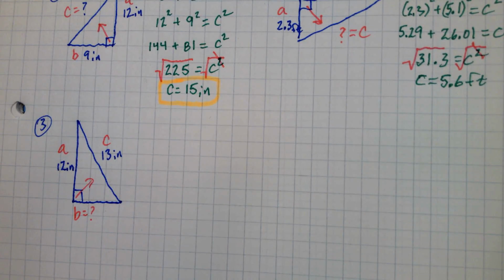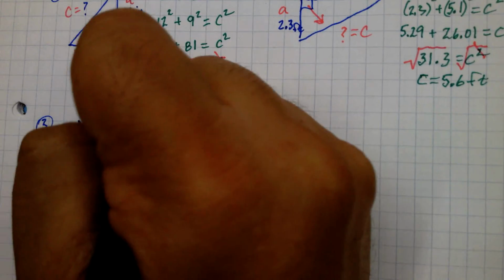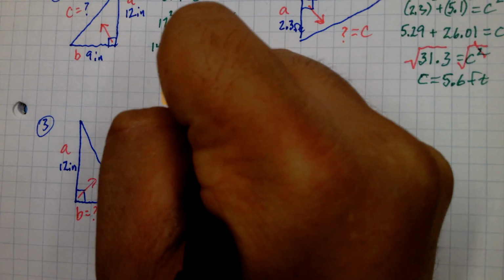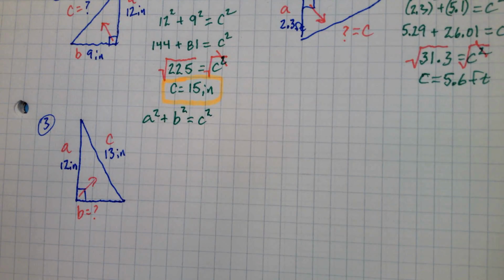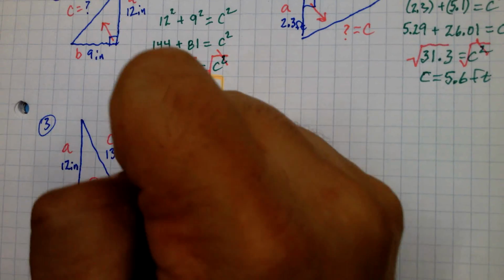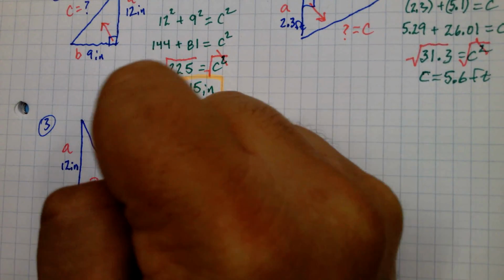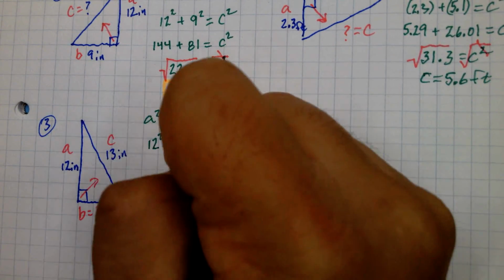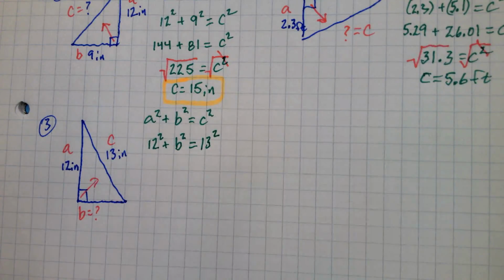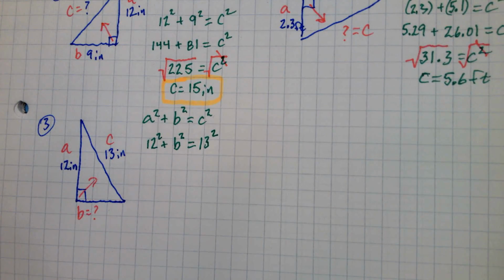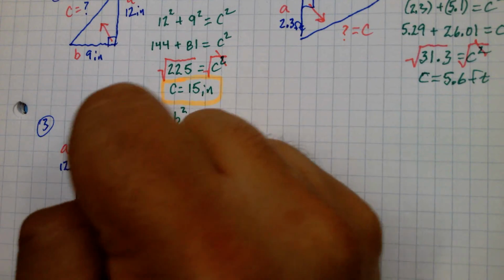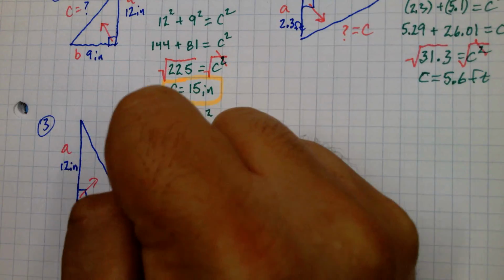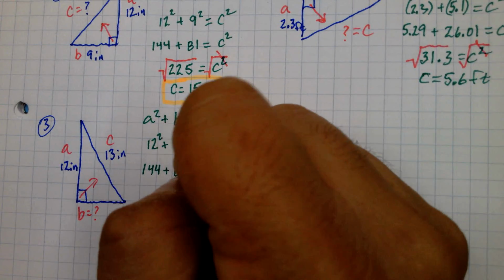Okay? All right. But what we also do know is A squared plus B squared equals C squared, because we have a right triangle. And just like with any formula, put in the numbers you know. So I know A is 12, so 12 squared plus, I don't know B, so I'll leave it as B squared, equals C is 13, so 13 squared. Okay? And so now let's just work this out. So 12 squared is 144 plus B squared equals 169.